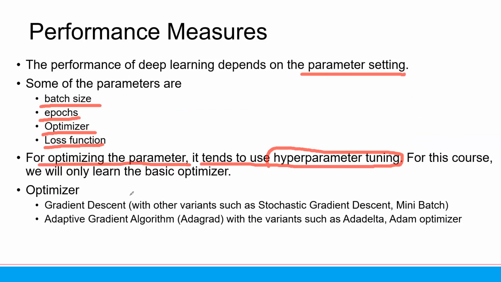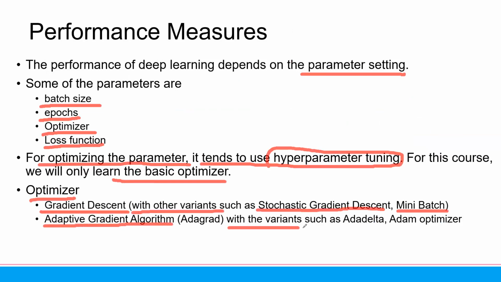So I will just give you a very basic overview of optimizers. The optimizer that we usually use in deep learning, we call it gradient descent, with some other variants such as stochastic gradient descent and mini-batch. And we can also use the adaptive gradient algorithm with variants such as AdaDelta and the Adam optimizer. So if you use neural network in Orange, you will see that you can use the Adam optimizer in the neural network in Orange.